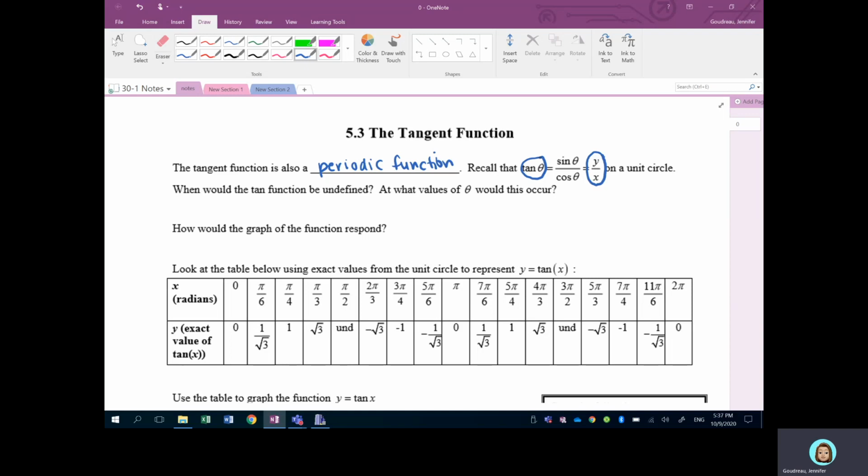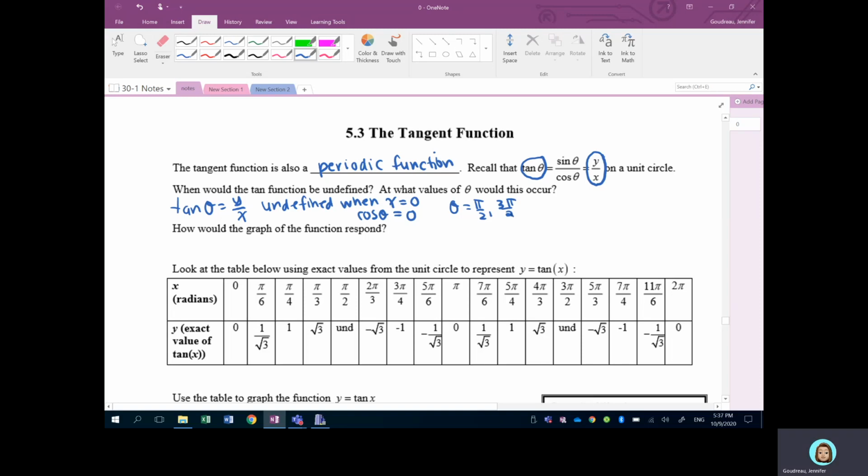Where would the tangent function be undefined? So again, since tangent theta is equal to y over x, this is going to be undefined when x is equal to 0. Well, where is x equal to 0? We could also say it is when cosine theta is equal to 0. Well, we can look at it two ways. If we're thinking about the unit circle, x is equal to 0 when theta is equal to pi over 2 and 3 pi over 2.